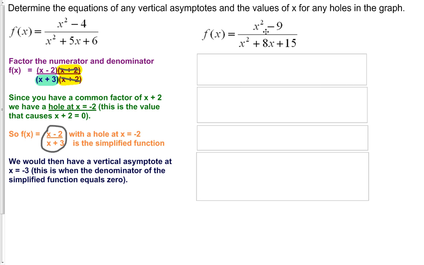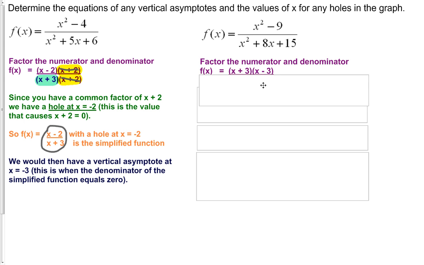Again, in our numerator, we have a difference of squares. So that is going to factor into x plus 3 and x minus 3. And in our denominator, we're just simply unfoiling, and we'll get x plus 5 and x plus 3 as our two factors. So the first step is to completely factor that original polynomial in the numerator and in the denominator.